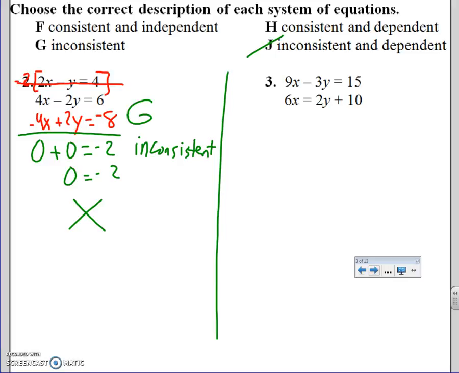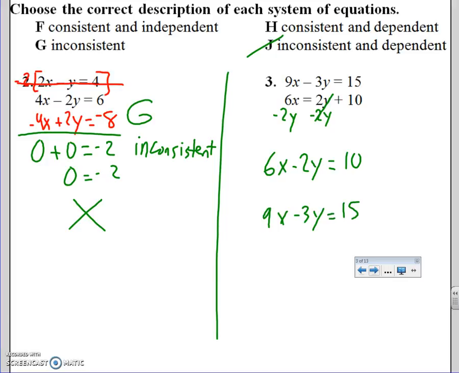So it is not in a nice form. I'm going to get it in standard form. I need x and y on the same side. So I need to fix the second equation to get 2y on the left. By subtracting 2y from both sides, I have 6x minus 2y equals 10. Alright, and my other equation, I'm just bringing it down. It was 9x minus 3y equals 15.